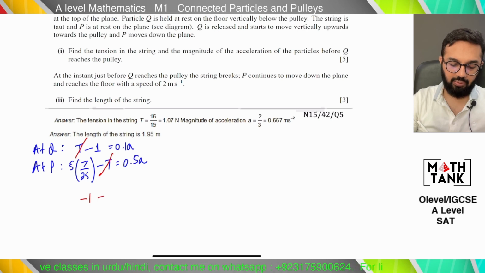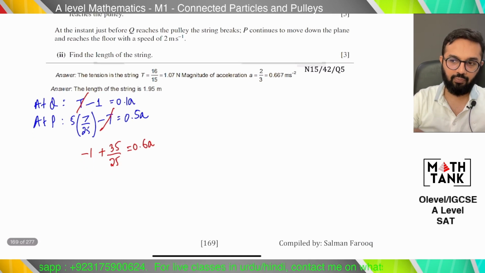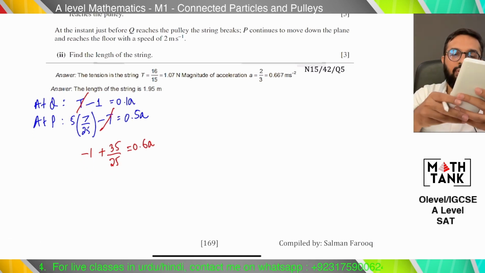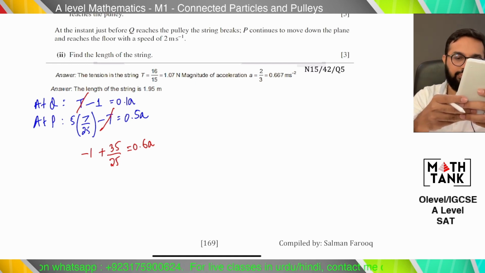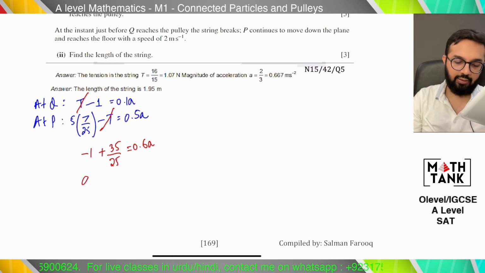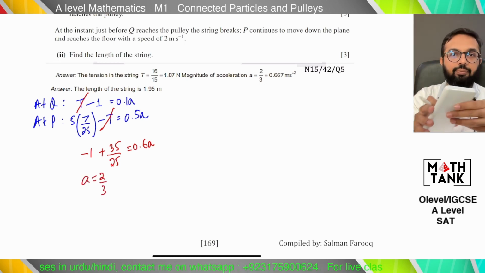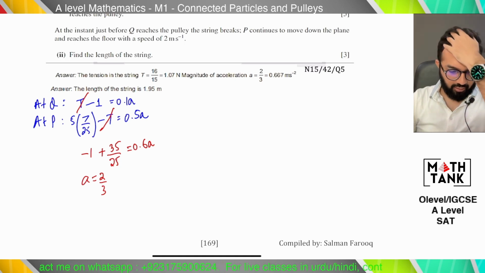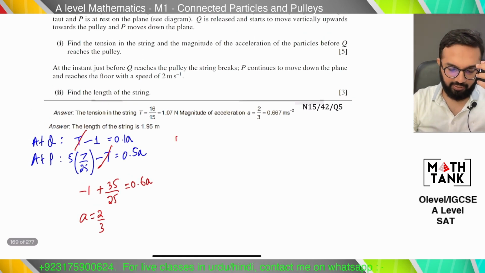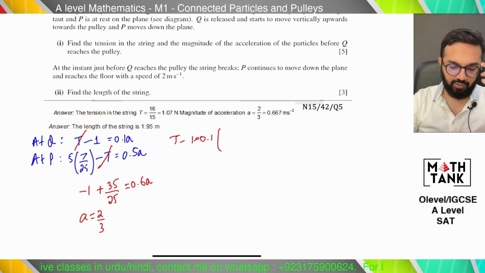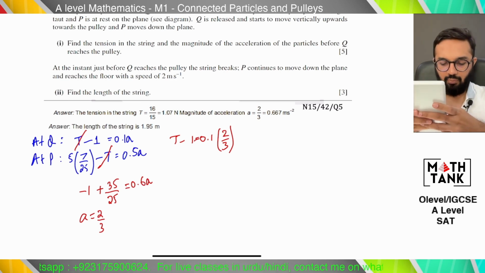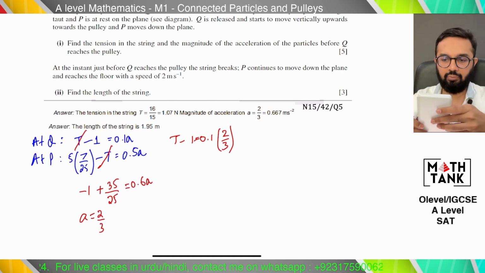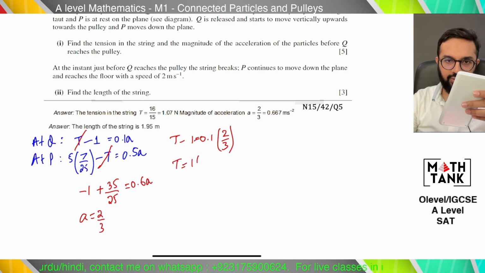Okay, minus 1 plus 35 over 25 equals 0.6a. So acceleration is equal to 2 over 3. Tension is simple then. T minus 1 equals 0.1 into 2 over 3. T equals 16 over 15.